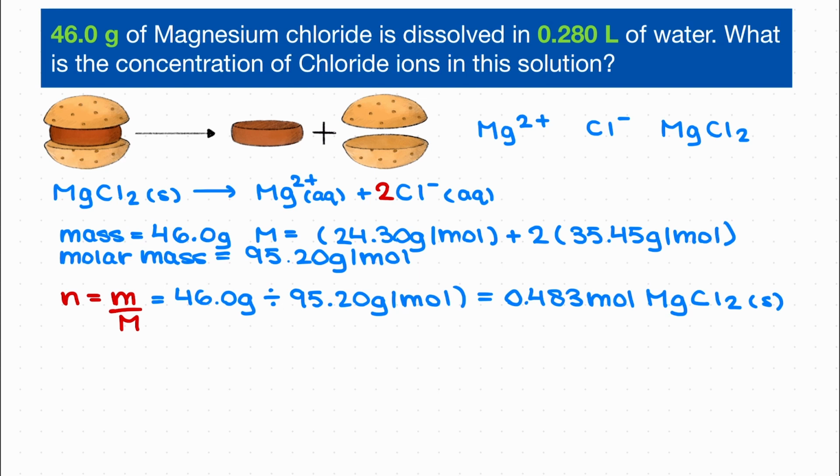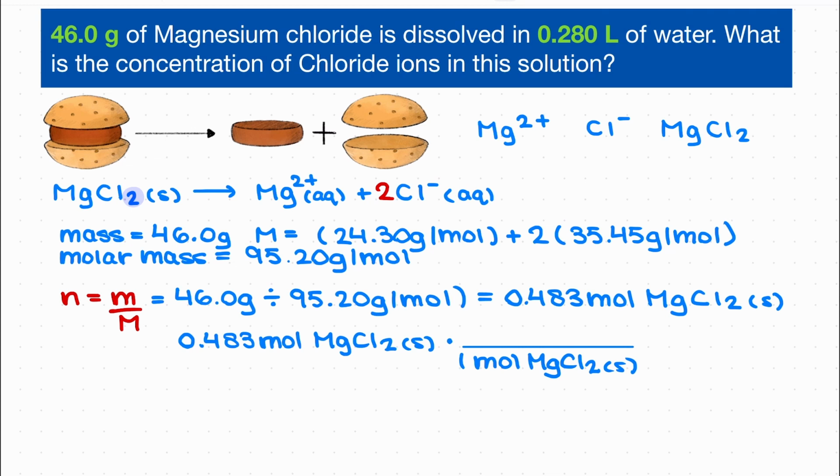Our second step is to multiply by our subscript. Here we have a subscript of 2 for chlorine. So if we were to write this down, we have 0.483 moles of MgCl2 solid, but for every 1 mole of MgCl2, we have 2 moles of chlorine. 2 moles of chlorine ions.